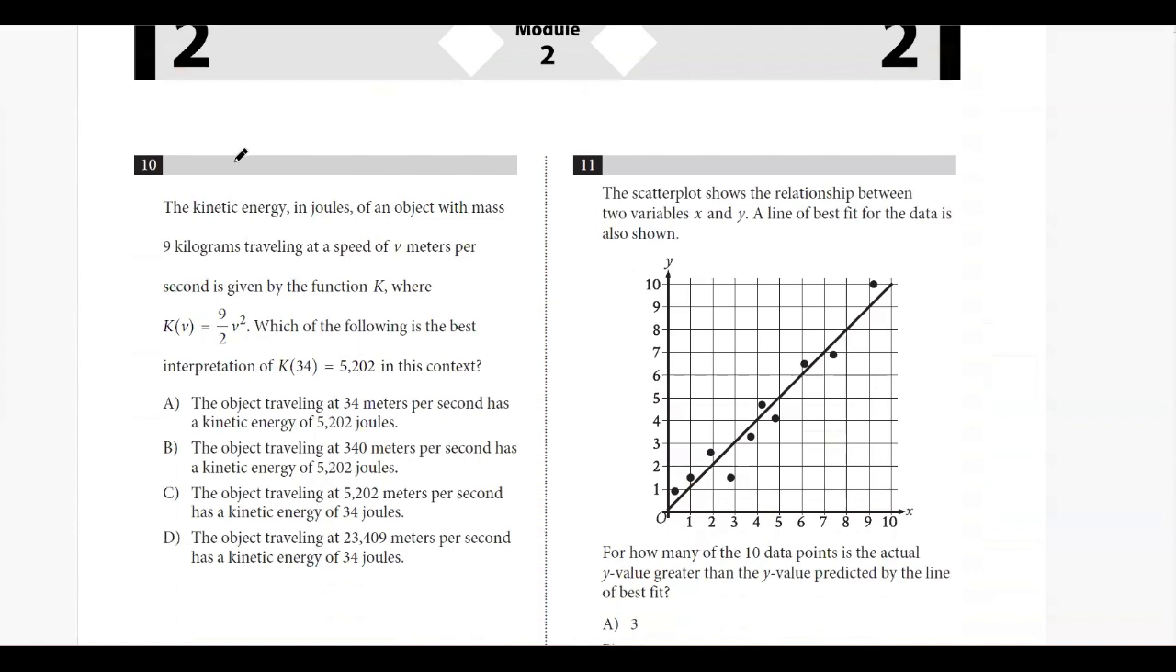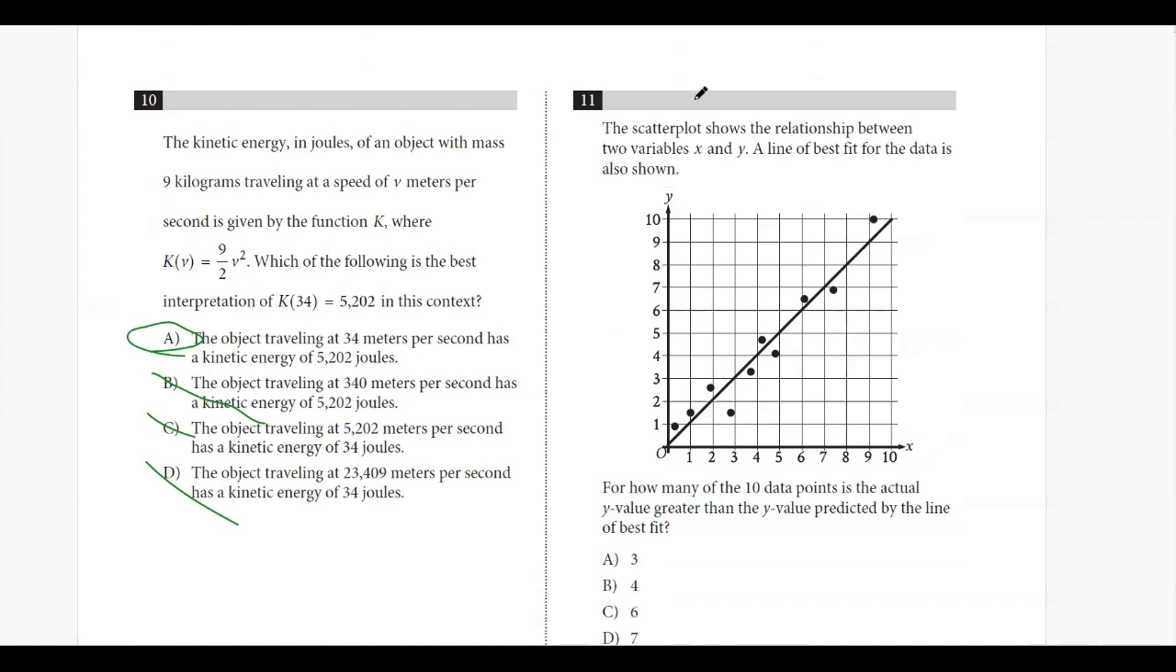The kinetic energy in joules of an object with mass 9 kilograms traveling at a speed of v meters per second is given by the function k, where k is equal to 9 over 2 v squared. Which of the following is the best interpretation of k of 34 equals 5,202 in this context? So 34 is the speed. So obviously B, C, and D are immediately eliminated. So A is the correct answer choice here.